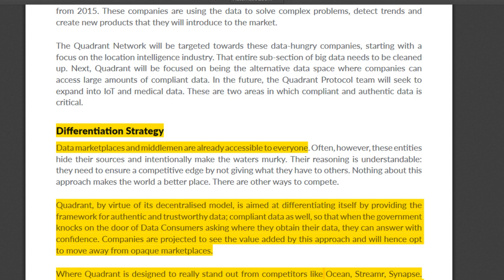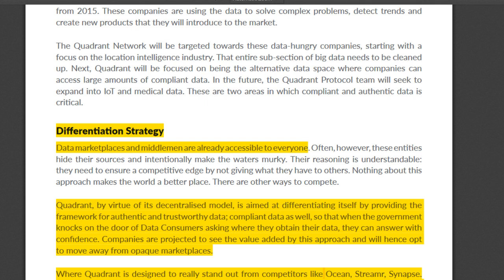So when the government knocks on the door of a data consumer asking where they obtain their data, they can answer with confidence. Companies are projected to see value added by this approach and will hence opt to move away from opaque marketplaces. So, you're not going to get in trouble for selling data or purchasing data from an unscrupulous company that's pulling too much personal information and keeping it, or selling it to the wrong actors.